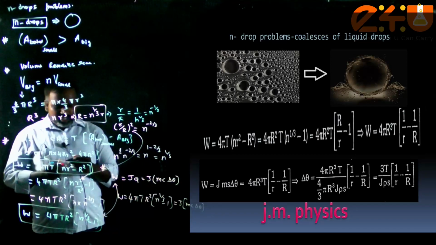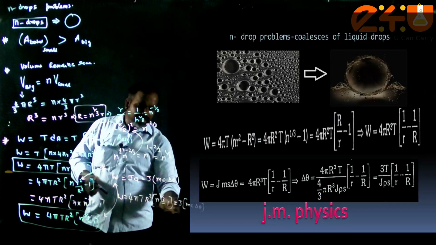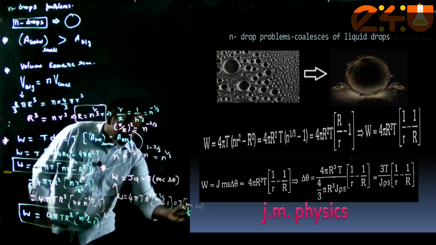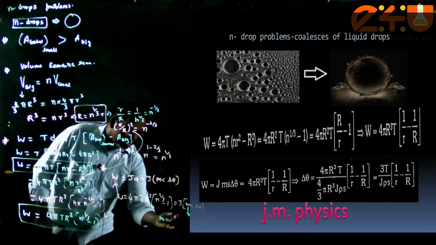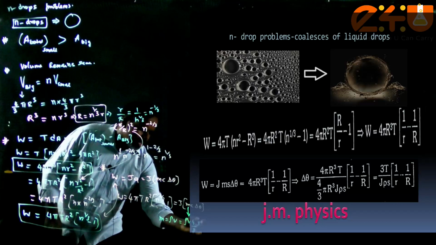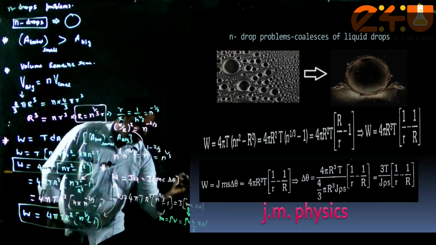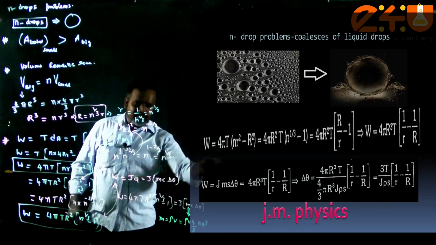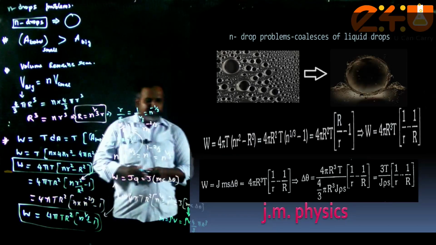If you want, you can replace this m by the density. Because the mass of the drop is given by density into volume, that is density into 4 by 3 pi capital R cube. So by substituting these values and rearranging the terms, you can get that result. That is given for your practice.